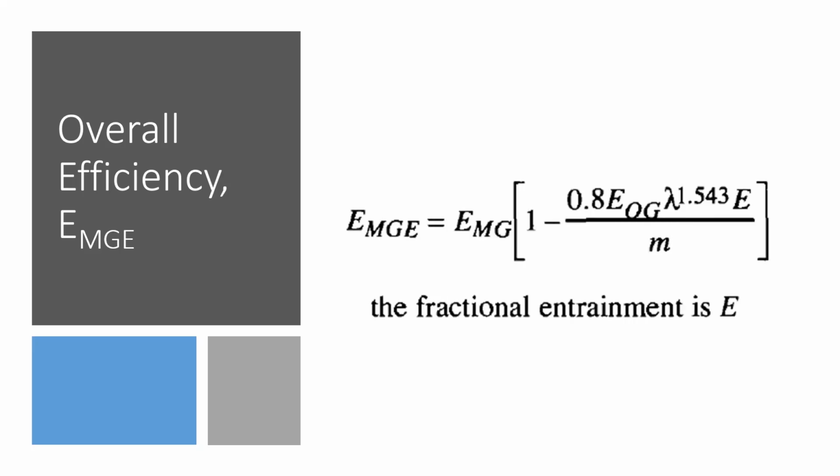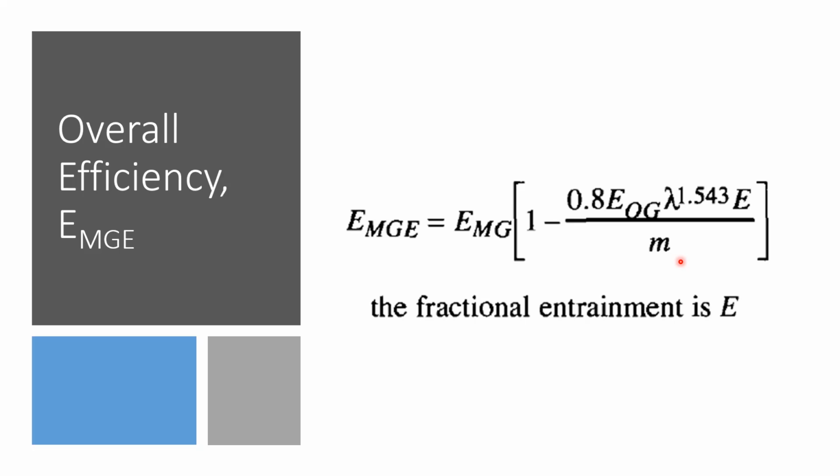So in this case, in order to calculate the overall efficiency, we need to use this correlation. So overall efficiency will be equal to the tray efficiency times 1 minus 0.8 local efficiency lambda, which is the stripping factor. So this is lambda to the power of 1.543, lambda to the power of 1.543 times E, which is the fractional entrainment, which we learned how we can calculate by the end of chapter 4, divided by M, and M, if you remember, is Henry's constant, or the equilibrium constant.